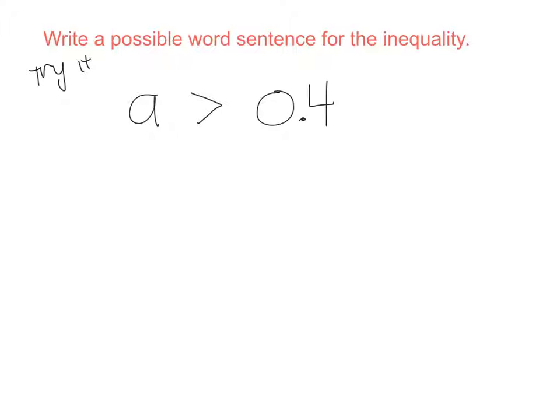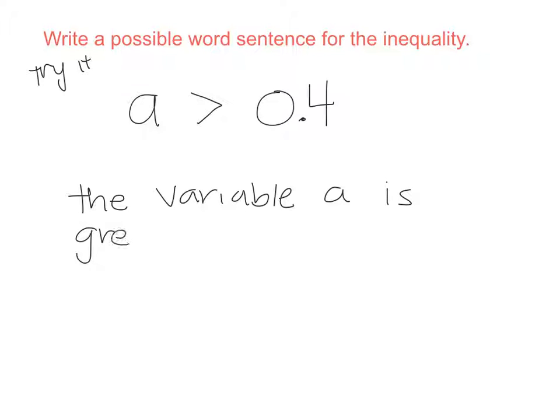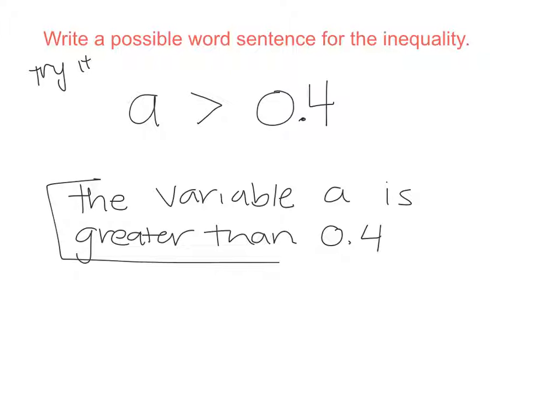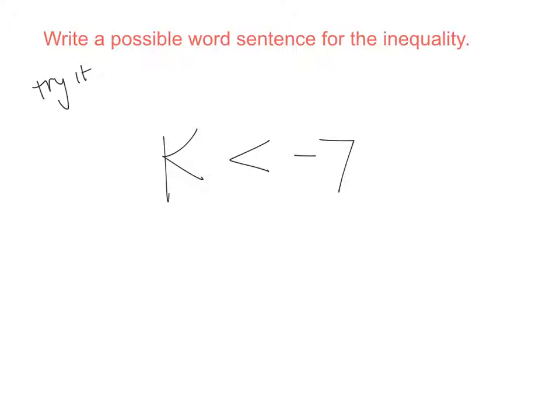All right. I'm going to put the variable, I could put the number, I could put the example, whatever I want. The variable A is greater than 0.4. And that's all I have to do. Okay. All right, go ahead and try this one.